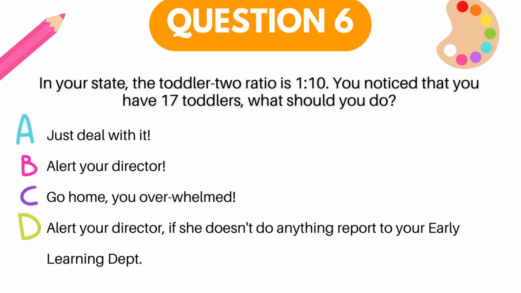In your state, the toddler-to-teacher ratio is 1:10. You notice that you have 17 toddlers. What should you do? A, just deal with it. B, alert your director. C, go home, you're overwhelmed. D, alert your director. And if she does not do anything, report it to your early learning department.